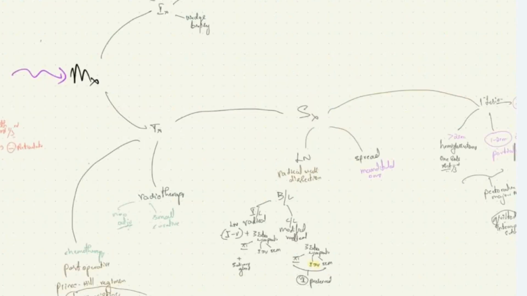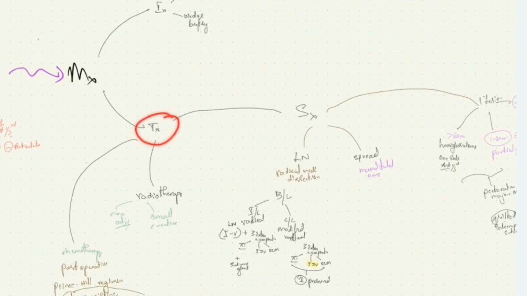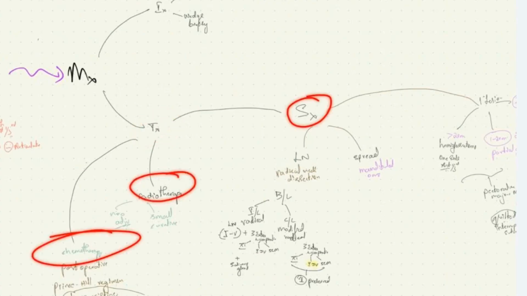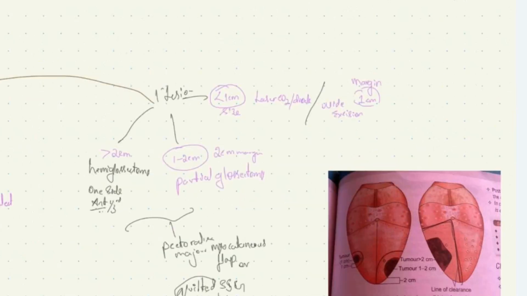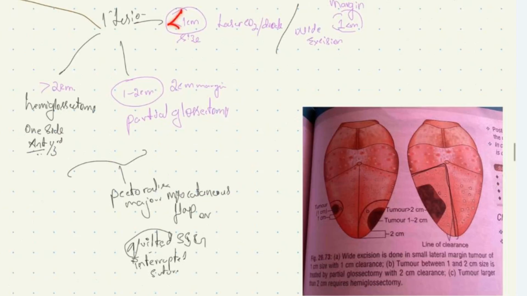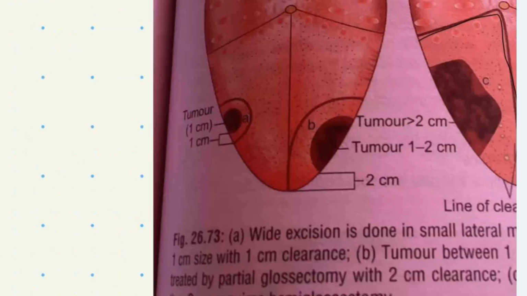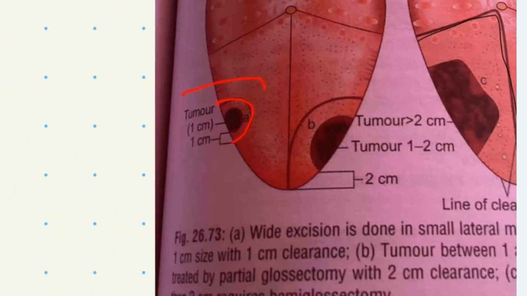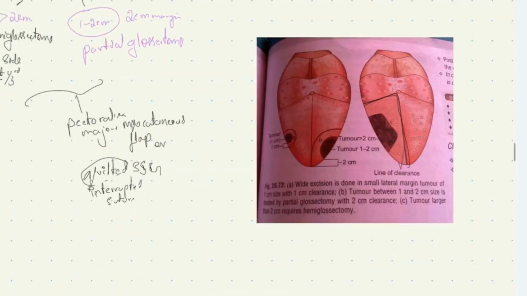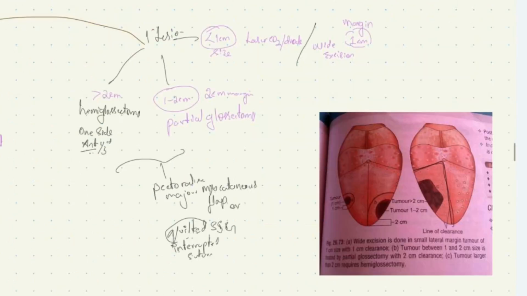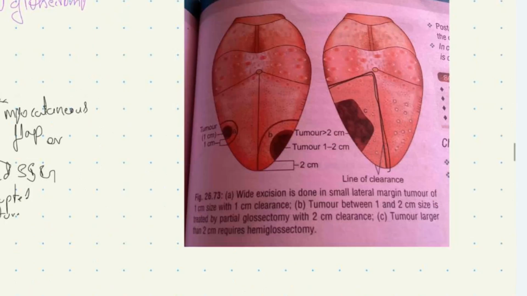Now, how do we treat these patients? We have three modalities, that is surgical treatment, radiotherapy, and chemotherapy. Coming to surgical treatment, the primary lesion, that is lesion in the tongue, if it is less than 1 centimeter size, we perform wide local excision with 1 centimeter margin. If the tumor is between 1 to 2 centimeter, we perform wide local excision with 2 centimeter margin.